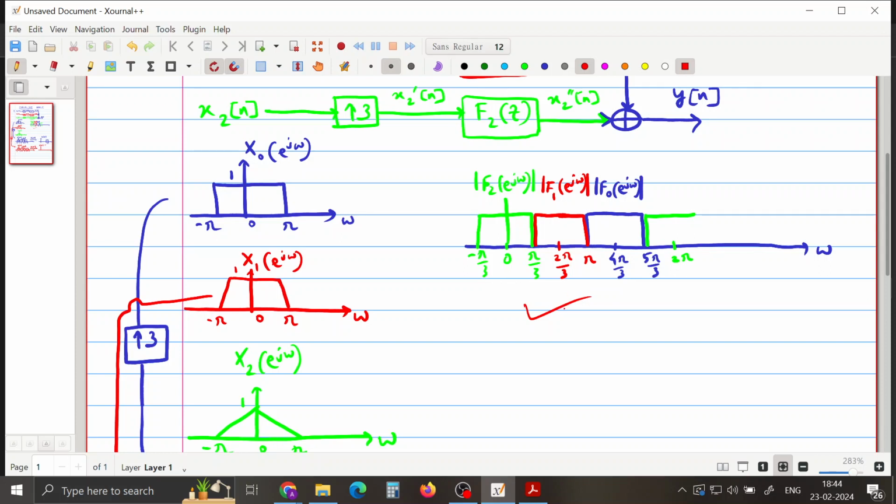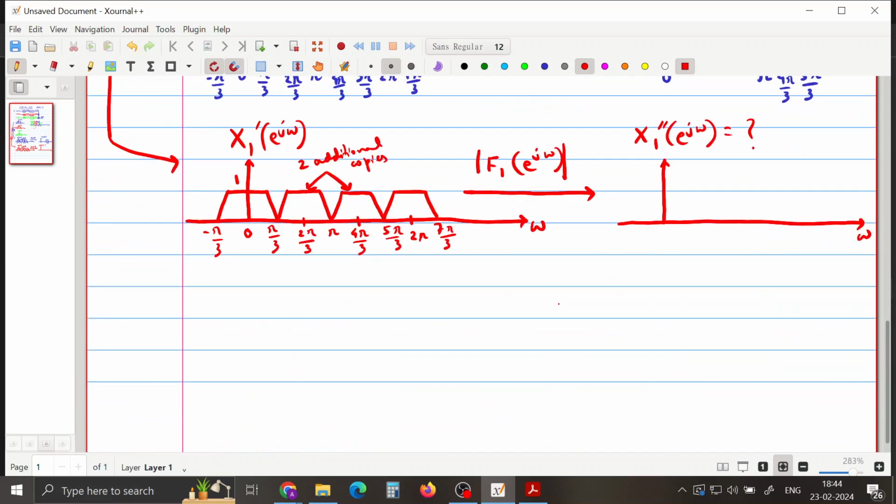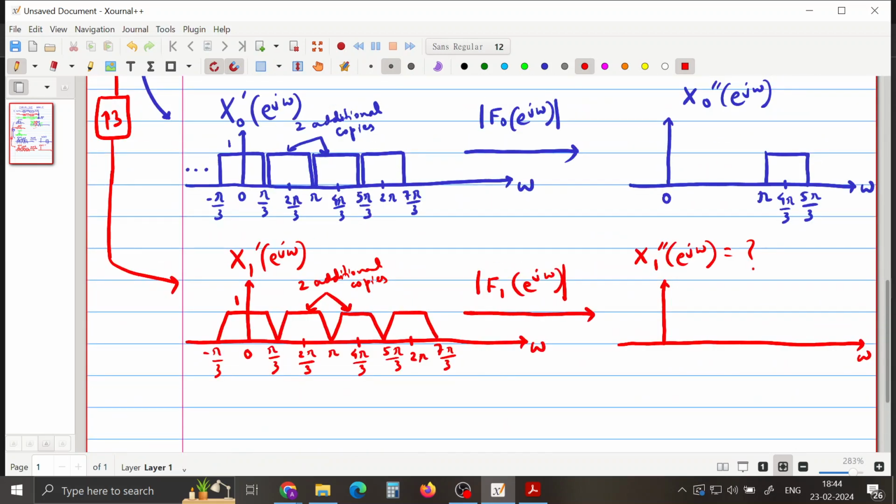So pi by 2 to pi. If you multiply that part pi by 3 to pi, it is only non-zero in that band. So if you multiply this whole x1 prime of e power j omega with this filter, what are you going to get? That's what I am asking you. So you'll get basically only the part which corresponds to this region from pi by 3 to pi, because that's the portion in which the filter is non-zero. In the rest of the portions, the filter is zero.